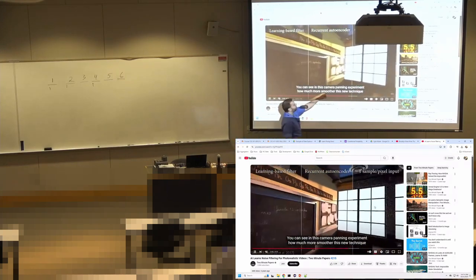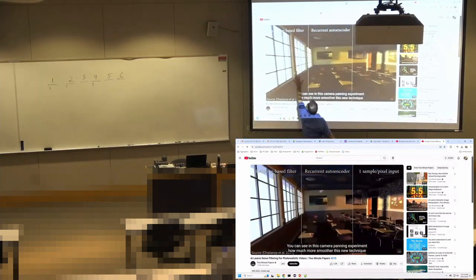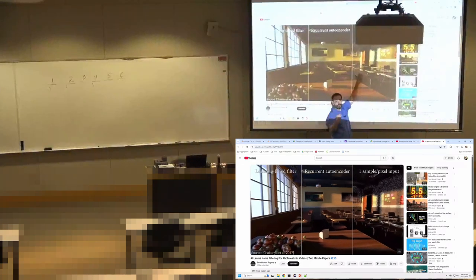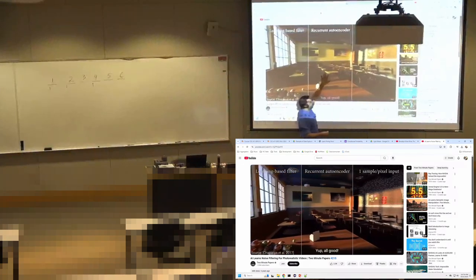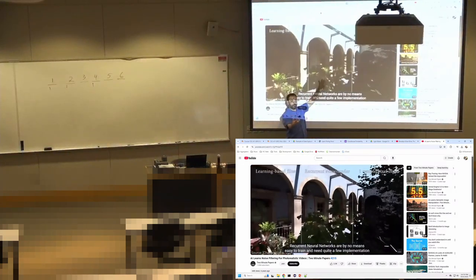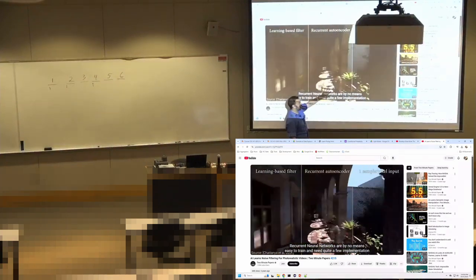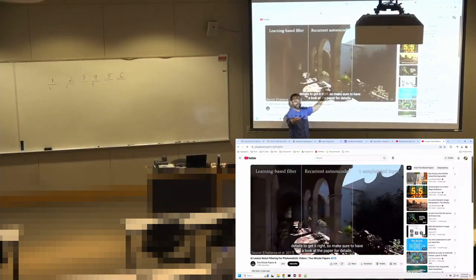If I'm only using one pixel samples, you can see these are not performing the best, but I could use just one sample per pixel, right? One photon per pixel. Could I use that as my input for an AI? And how well does that end up rendering that same scene?